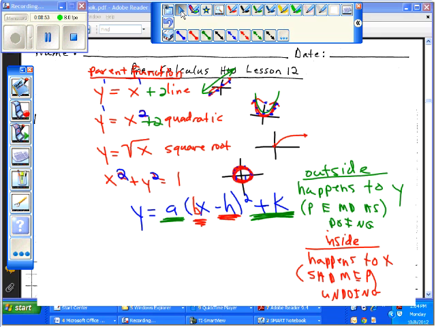I'll give you time to write it down, think about it, and then we'll go into problem number 1 and we'll watch this come alive. It's really intriguing. I like this. This is neat. Everybody ready to go? Okay.